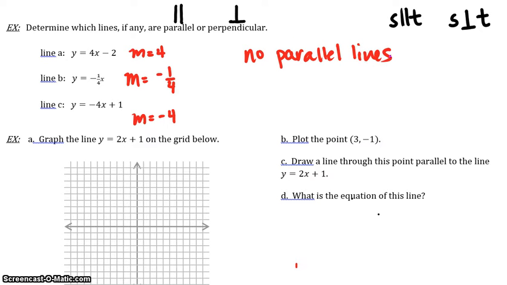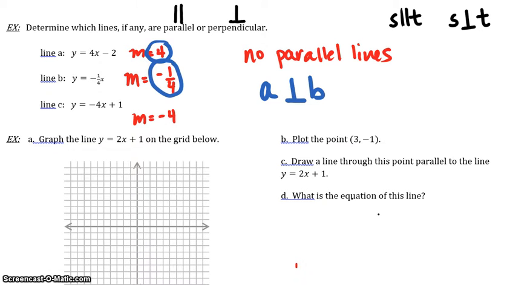However, we do have perpendicular lines. Perpendicular lines have to have slopes that are opposite reciprocals, which means one is positive and one is negative, and they are flipped. So instead of 4/1, it would be 1/4. So if you look at the 4 and the -1/4, you should see that line A is perpendicular to line B.